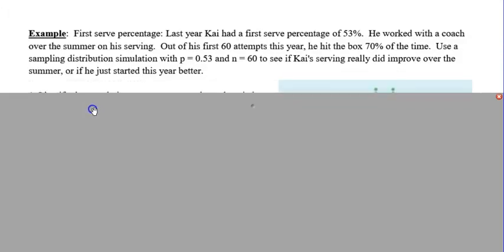All right. So, first serve percentage. Last year, Kai had a first serve percentage of 53%. He worked with the coach over the summer on his serving. Out of his first 60 attempts, he hit the box 70% of the time. So he improved 17% on his first serve percentage. He used a sampling distribution simulation with a parameter of 0.53 and n of 60 to see if Kai's serving really did improve over the summer or if he just started this year better.